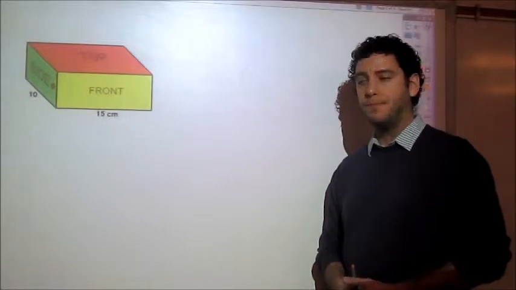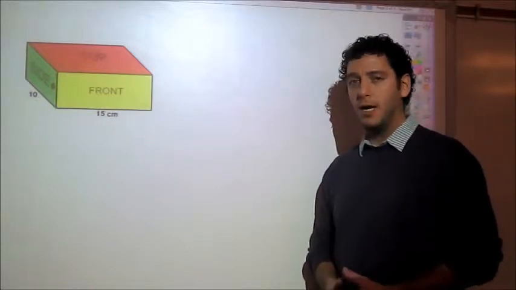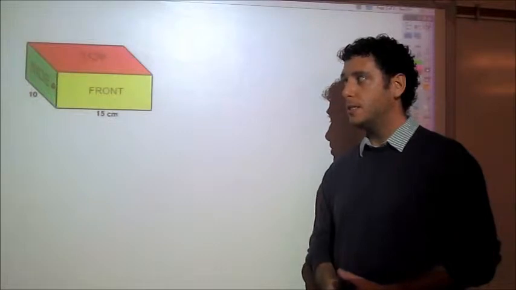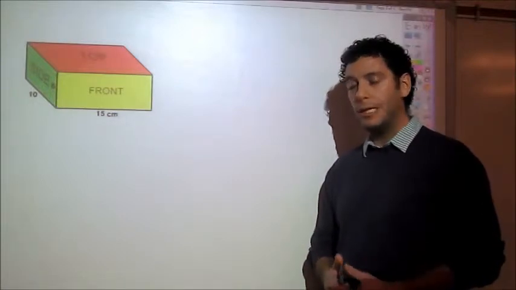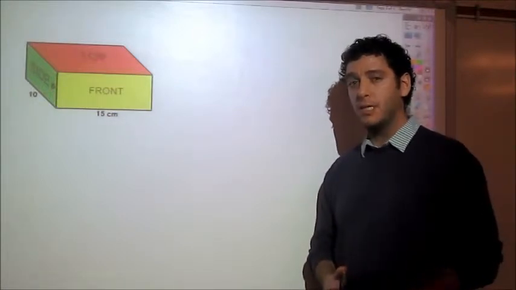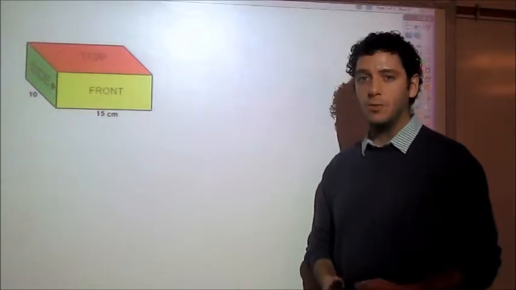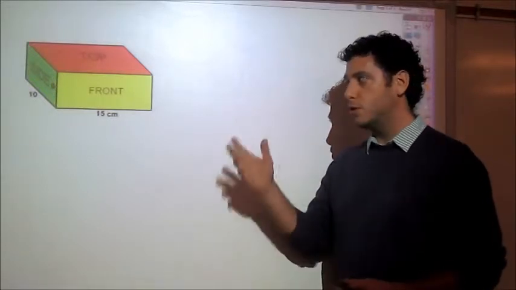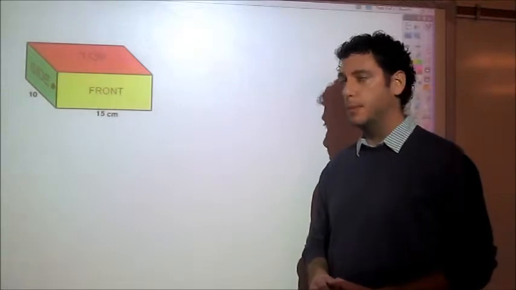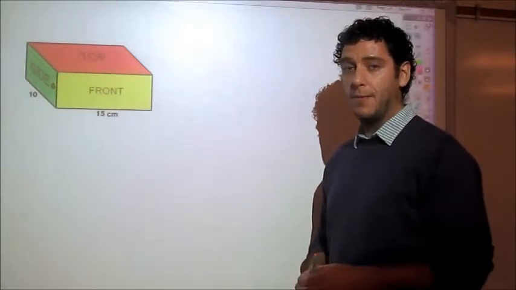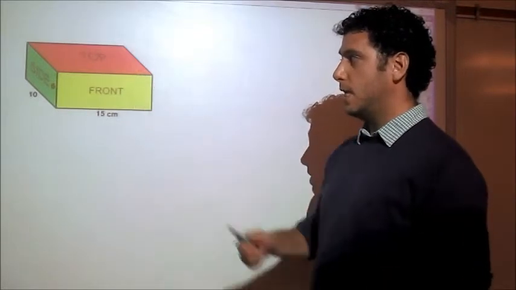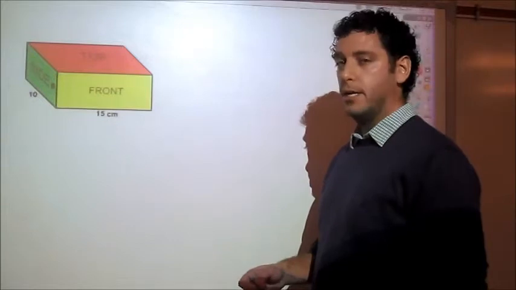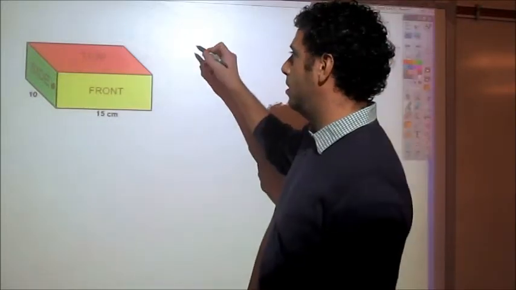Let's try another problem. Now, if we recognize that there are actually 3 sets of 2 congruent sides in a right rectangular prism, then we know that we really only have to determine the areas of 3 sides and then multiply each of those by 2. So I'm just going to show you another way that you could potentially solve a problem like this. Again, remember, we can't forget about any of the sides, and we have to be careful with the area measurements. So in this example, the top, the side, and the front are color-coded. So let's start with the front.